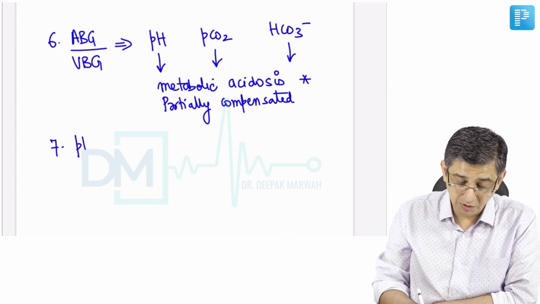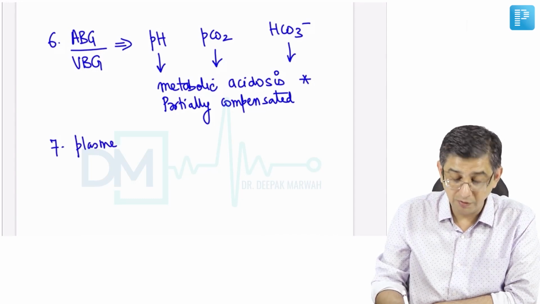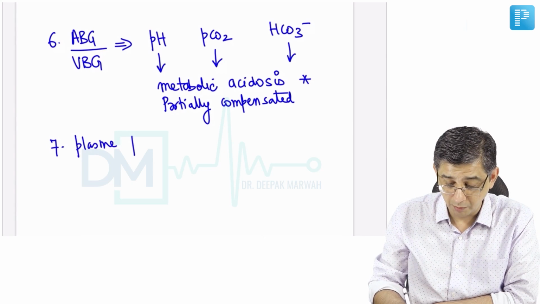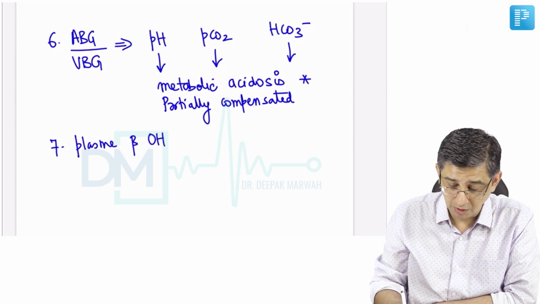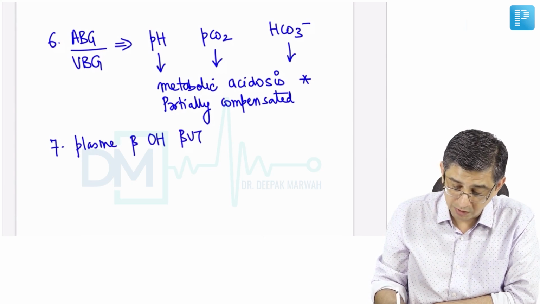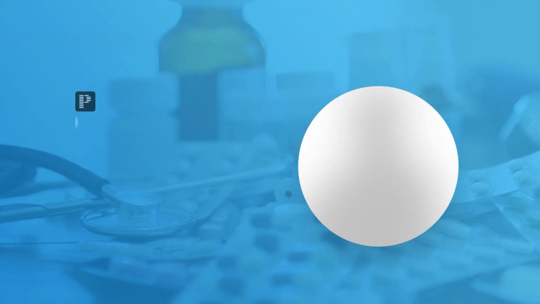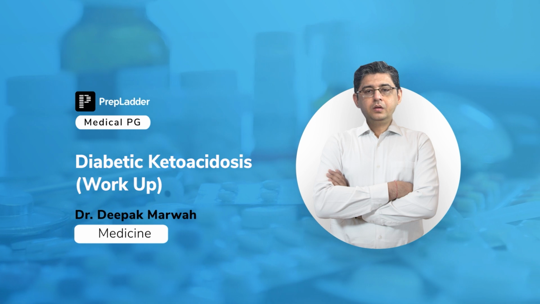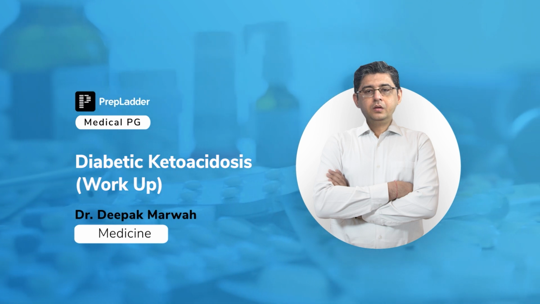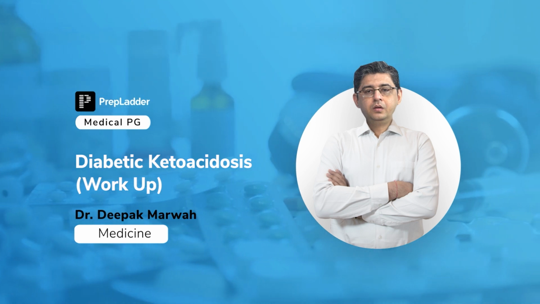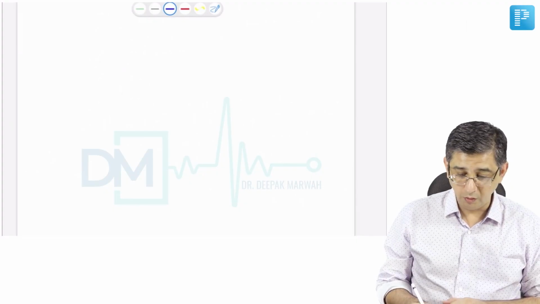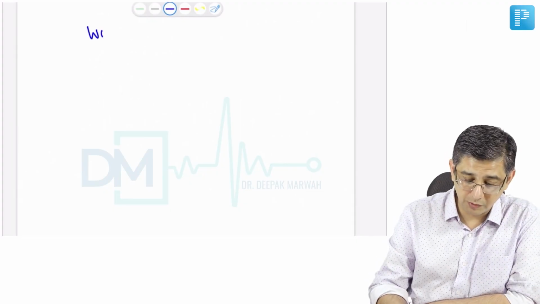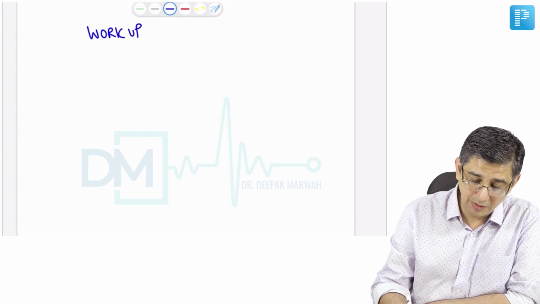The main investigation that will base your diagnosis of diabetic ketoacidosis will, however, be plasma beta hydroxybutyrate values. We will now have to look at the workup of this patient with diabetic ketoacidosis.